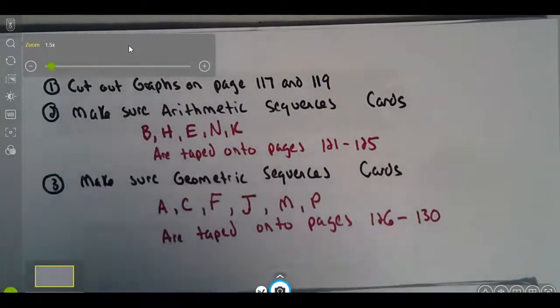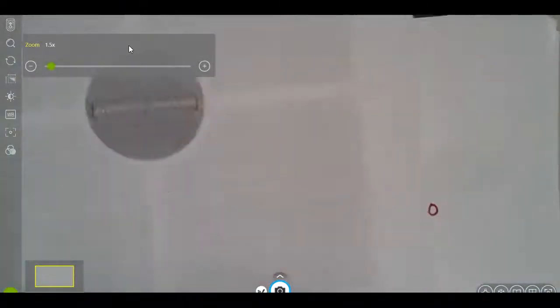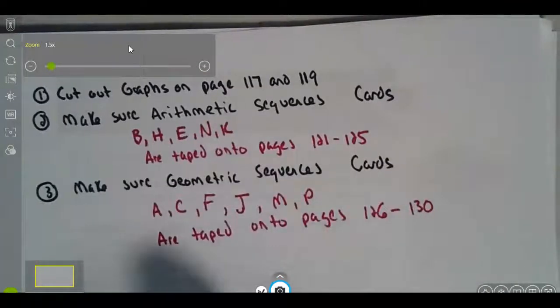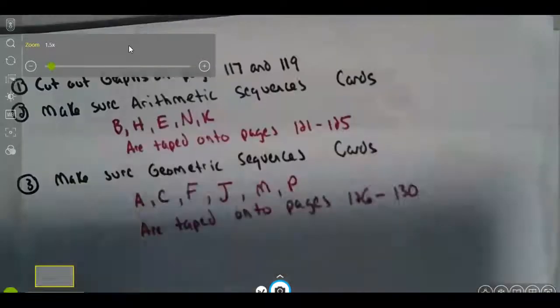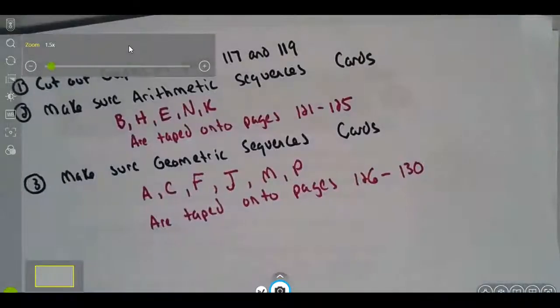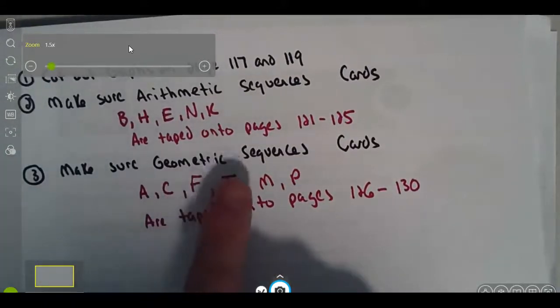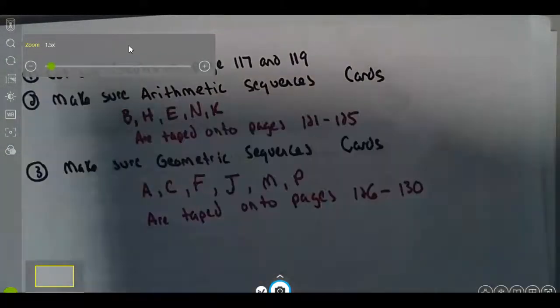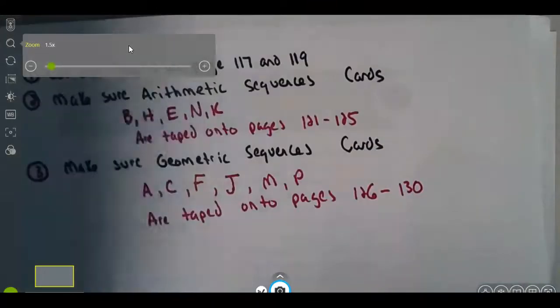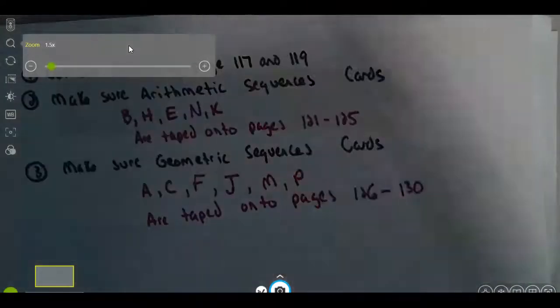Make sure you have those taped to pages 121 all the way to 125. Okay. And then do the same thing with the geometric sequences. Make sure you have A, C, F, J, M, P taped to pages 126 to 130. So that's the first step here.